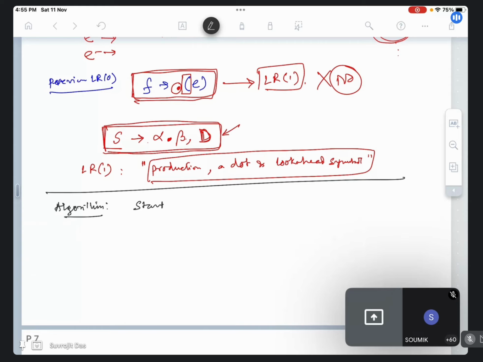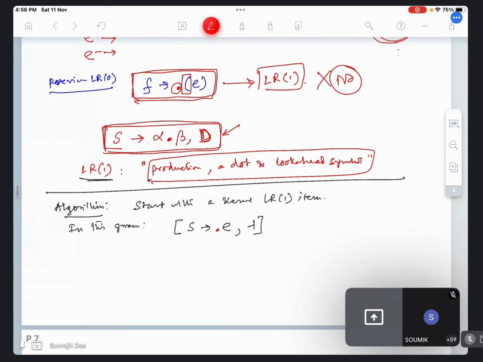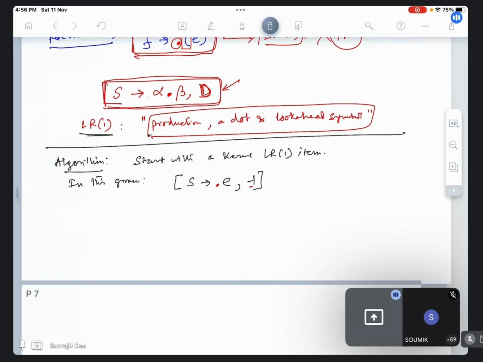Start with a kernel LR1 item. In this grammar, the kernel item is S goes to dot E, comma, the end marker, because that is the tuple, right? The LR1, that is the triple, and don't forget to put a dot. So if you remember, S goes to dot E was the LR0 item. So the LR0 item and the LR1 item only differ in a look ahead symbol, right? Okay. So build a kernel item.